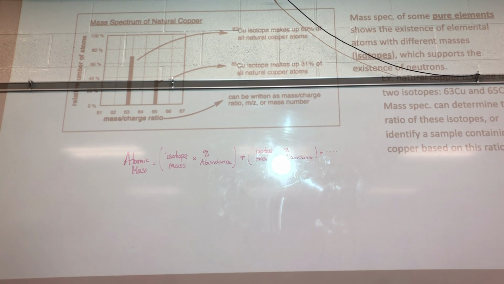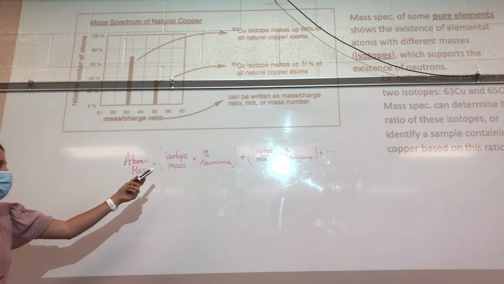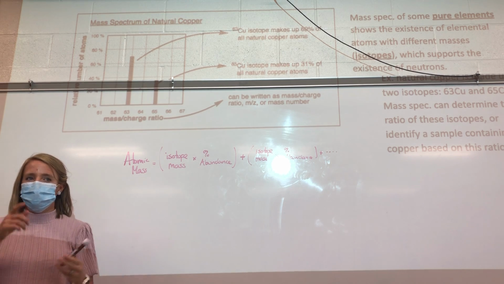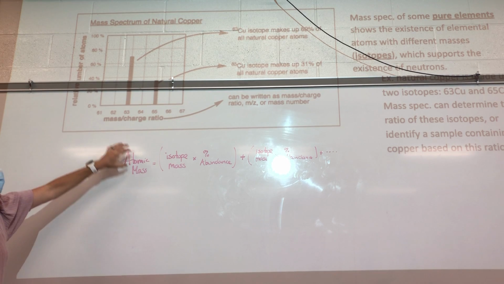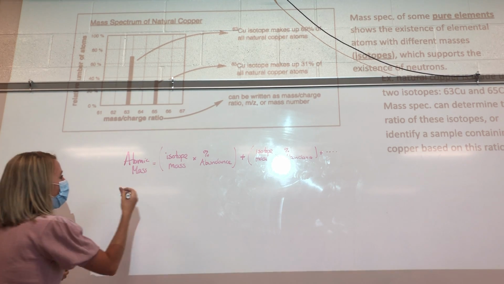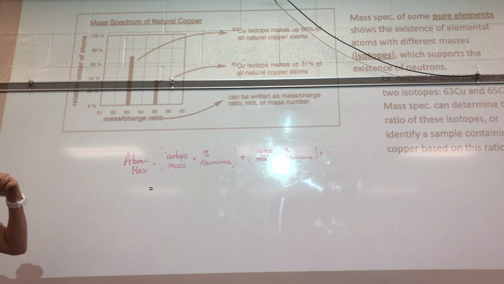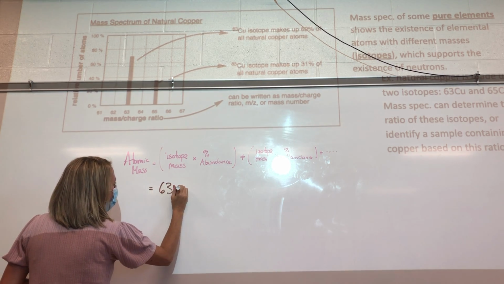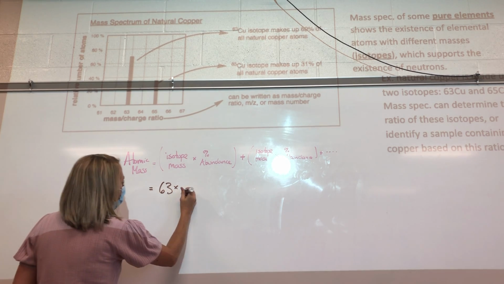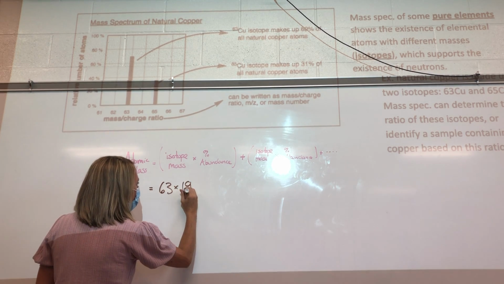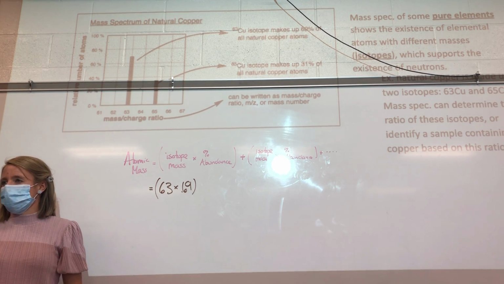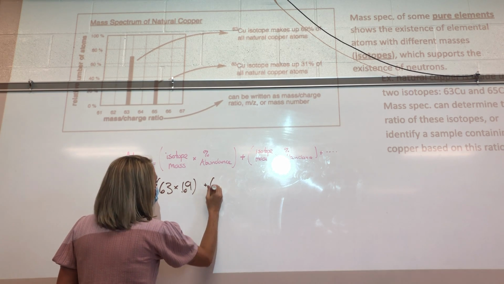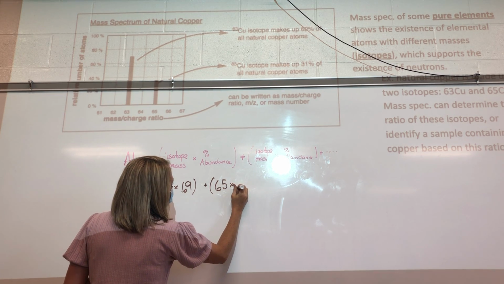Now, keep in mind that mathematically, when you do percentages, you always have to change them into decimal form. So if I was going to solve this problem for copper, I would say, okay, the isotope's mass, so the first one is copper 63, so 63 is its mass, times 0.69. That's its percent abundance, 69%. And then plus copper 65 times 0.31.